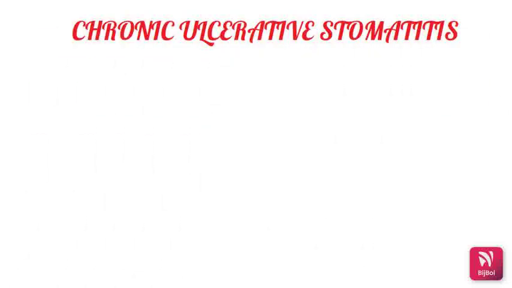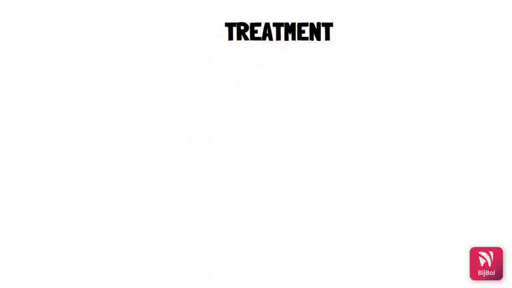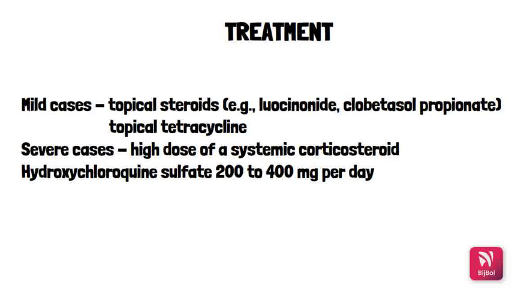Next condition that clinically presents as desquamative gingivitis is chronic ulcerative stomatitis. In this, there are chronic oral ulcerations and these are predominantly seen in the oral cavity. Only a few cases exhibit cutaneous lesions. The treatment for this is the use of topical steroids and topical tetracycline, which produce clinical improvement. However, recurrences are most common.